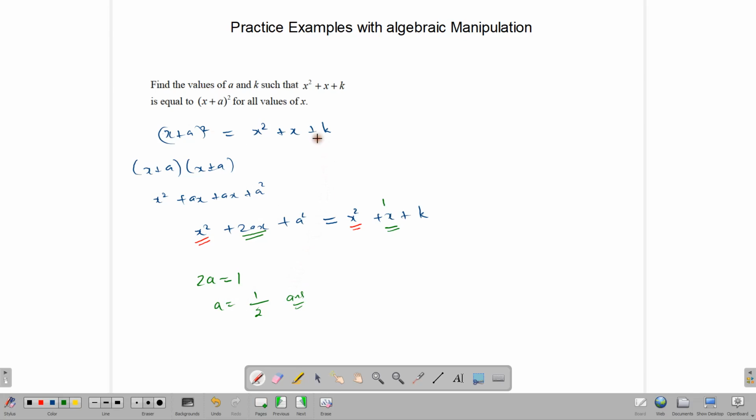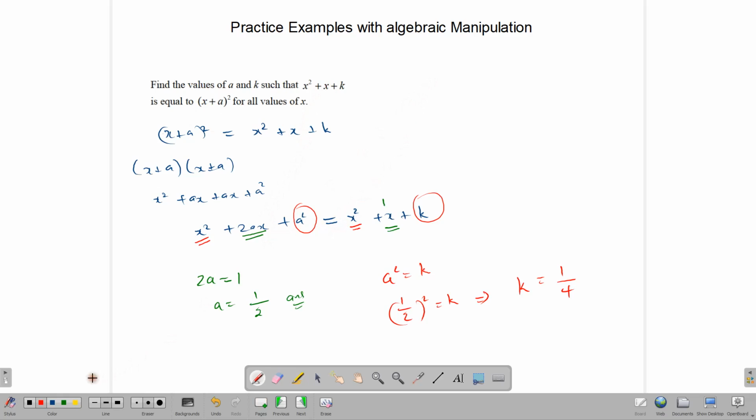Next, we want to find the value of k. Now, from this, we can see that a squared is actually equal to k. So we have a squared equal k, and we know the value of a. a is a half, so half squared is equal to k, which means that k is equal to 1 over 4. So a question like this would not need any formula or factorization. It just needs a little bit of algebraic manipulation where we expand the bracket and align the values to see what is equal to what.